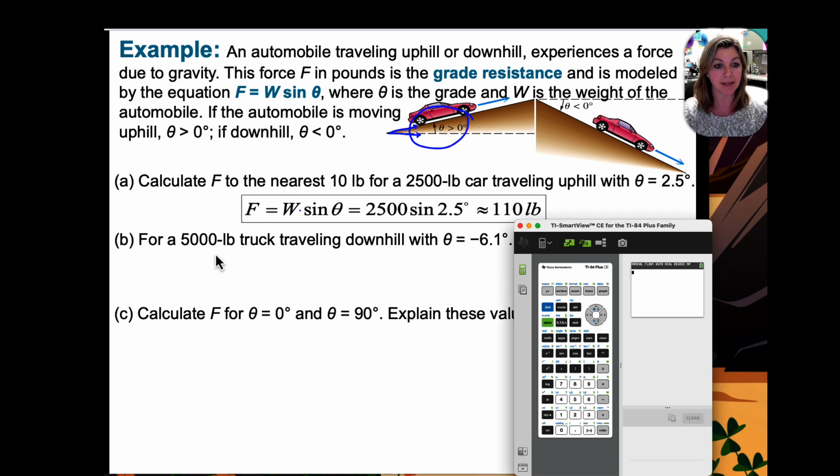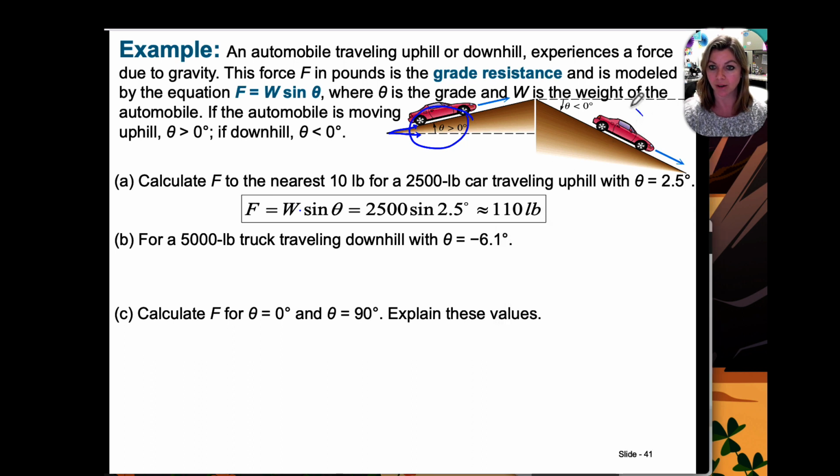All right, part B is for a 5,000 pound truck traveling downhill with theta equals negative 6.1 degrees. So that's like this scenario here. Initial side, terminal side is below that. So we have theta being less than 0 degrees.